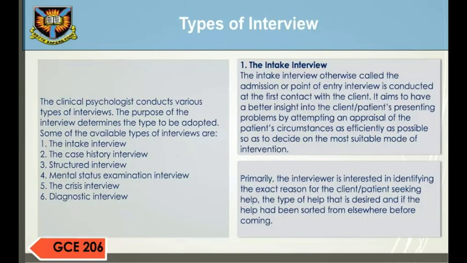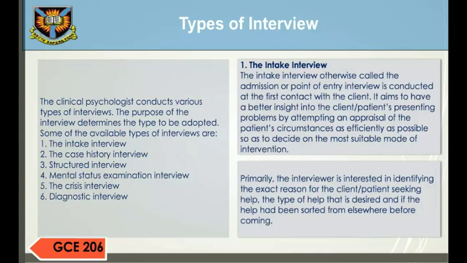Types of interview. The clinical psychologist conducts various types of interviews. The purpose of the interview determines the type to be adopted. Some of the available types of interviews are: 1. The intake interview. 2. The case history interview. 3. Structured interview. 4. Mental status examination interview. 5. The crisis interview. 6. Diagnostic interview.